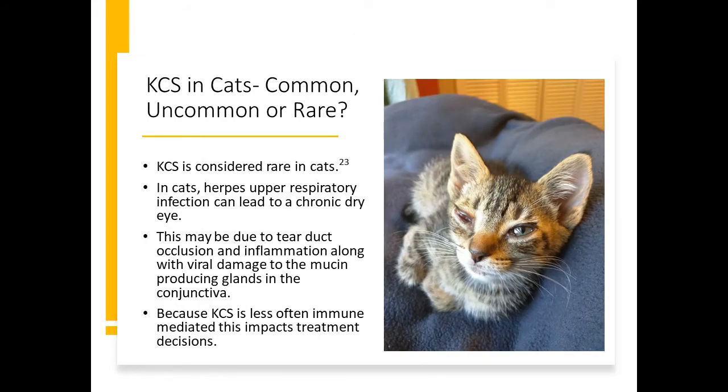KCS or dry eye in cats: common, uncommon, or rare? KCS is considered to be rare in cats. In cats, herpes upper respiratory infection can lead to a chronic dry eye. This may be due to tear duct occlusion and inflammation, along with viral damage to the mucin-producing glands in the conjunctiva. Because KCS is less often immune-mediated, this impacts treatment decisions.